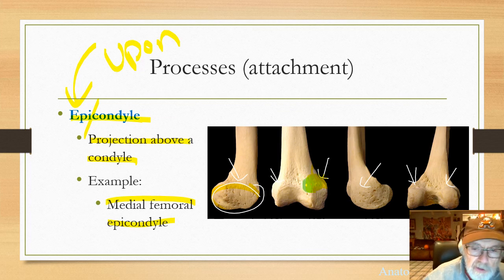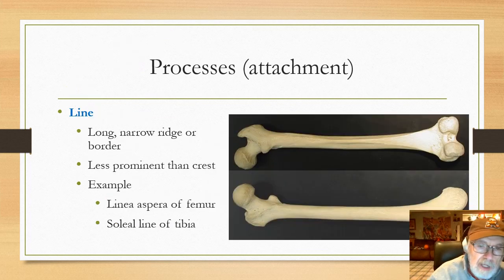Okay, medial femoral epicondyle. A line. I mentioned that a tuberosity is sort of like a trochanter wannabe, and a line is sort of like a crest wannabe, okay? A line is a long, narrow ridge or a border of something. Now, this is the femur sideways. It should be upright, but you can see it better because I can make a larger picture going sideways.